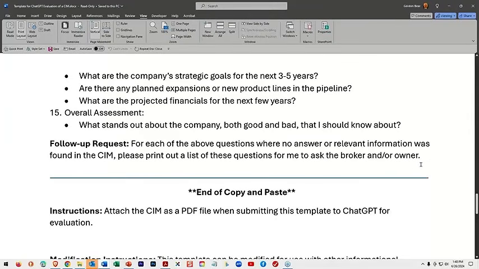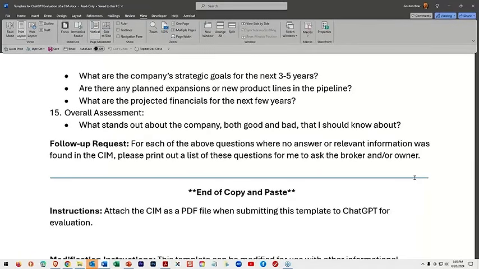Okay. For each of the above questions where no answer or relevant information was found in the CIM, please print out a list of these questions for me to ask the broker and or the owner. So now I'm going to get another printout, not only answering all of those questions to the best of the AI's ability relative to what's in the CIM, but now whatever is missing, we're going to have a complete list of questions to ask the broker and the seller, so that nothing is going to escape our investigation of this company.